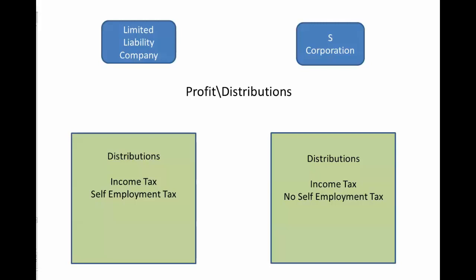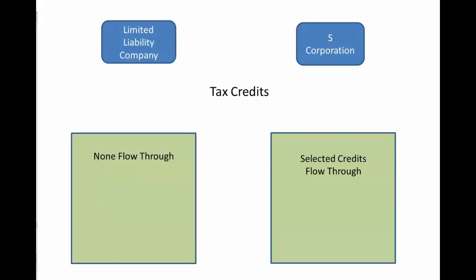So a significant difference in favor of the S corporation if there's going to be a lot of distributions out of the entity. How about tax credits? For the limited liability company, no tax credits flow through. In the S corporation, certain tax credits do in fact flow through to the individual owners.